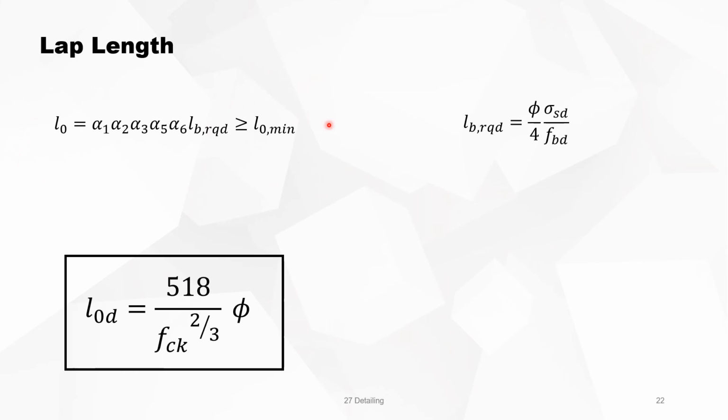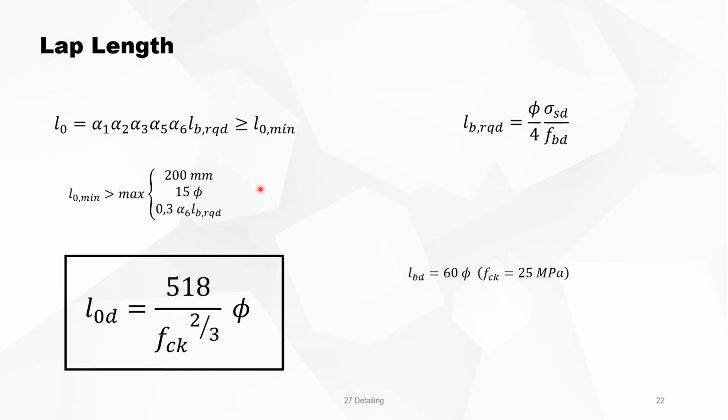Now the formula for lap length is also a multiplication of a couple of terms multiplied by LB required. LB required is the same as that we have seen previously. It must be bigger than L0 min, and the L0 min is 200 millimeters, 15 times the diameter. So you see that the lap length is at least 15 times the diameter. An anchorage length was at least 10 times the diameter. So you have there a difference in coefficient between those two, or 0.3 alpha 6 LB required.